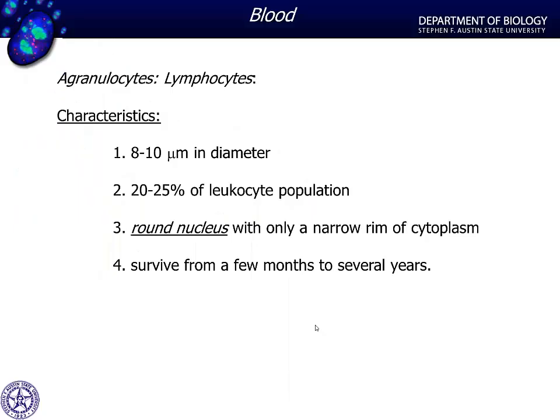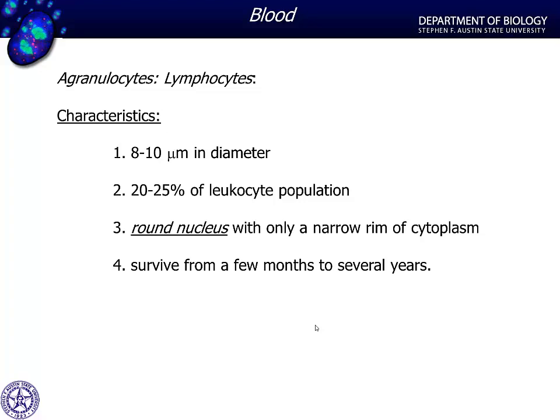Now, lymphocytes, the last type of agranulocyte, are going to be approximately the same size as red blood cells, so they're fairly small, but they're abundant. 20 to 25% of our white blood cell population will be lymphocytes. These may survive a few months. They can survive for many years. Some lymphocytes may be around your entire life. So these are the longest lived of our white blood cells.